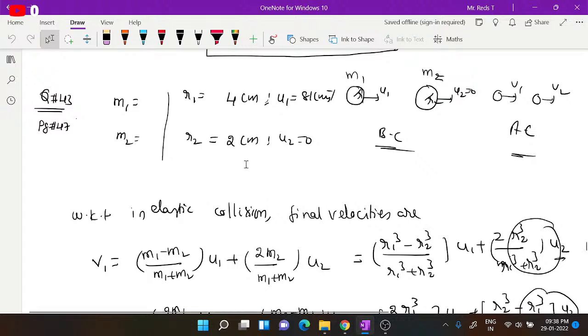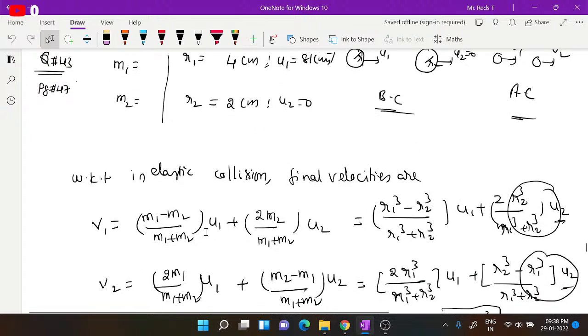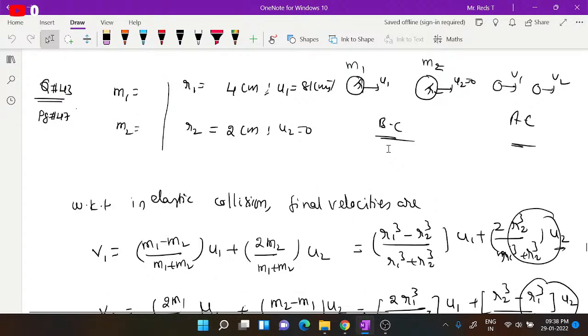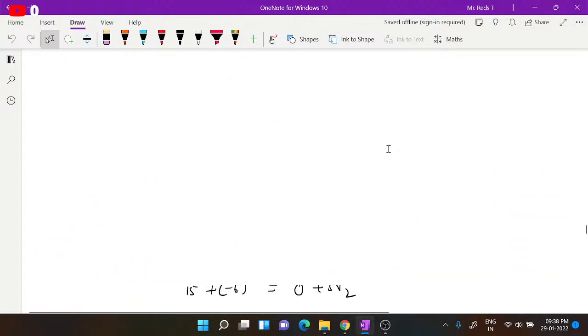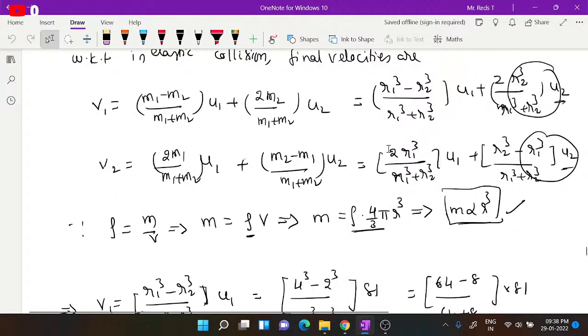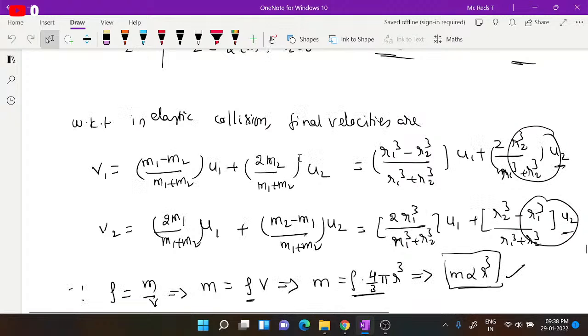What you have to understand here is that mass will be proportional to radius cube, because density is equal to mass by volume. Similar questions we have already worked out. So mass equals density into volume, and you can say mass is directly proportional to r cube, that is 4 by 3 pi r cube. So you can replace masses with radii if they are given in terms of radii. This you have to keep in mind.